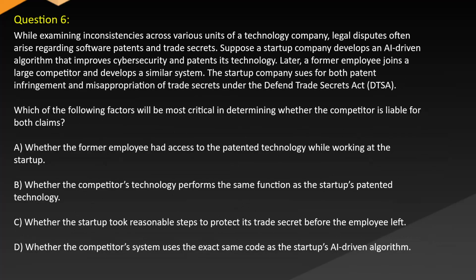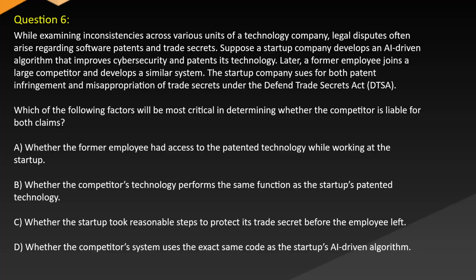While examining inconsistencies across various units of a technology company, legal disputes often arise regarding software patents and trade secrets. Suppose a startup company develops an AI-driven algorithm that improves cybersecurity and patents its technology. Later, a former employee joins a large competitor and develops a similar system. The startup company sues for both patent infringement and misappropriation of trade secrets under the Defend Trade Secrets Act (DTSA). Which of the following factors will be most critical in determining whether the competitor is liable for both claims?